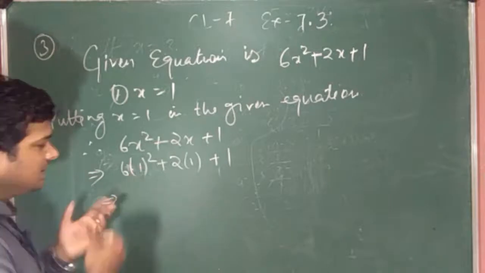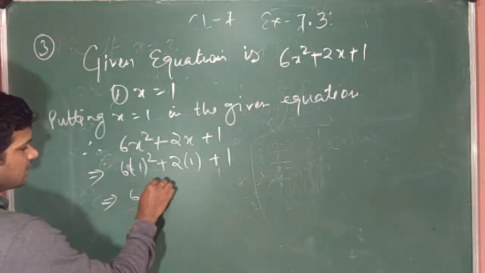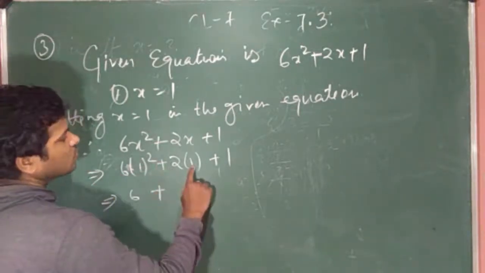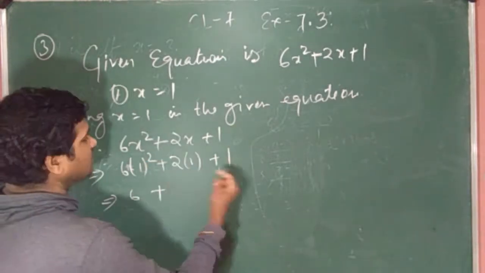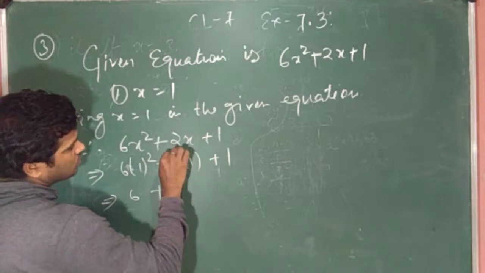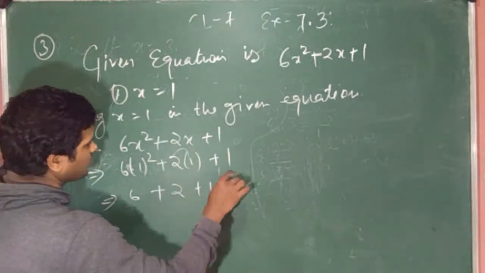Now 1 into 6 is 6. Here also 2. So simply there is no power, so no need to get confused about the multiplication. Just simply 2 and 1. That means 2 into 1 is 2. And plus 1, so plus 1.